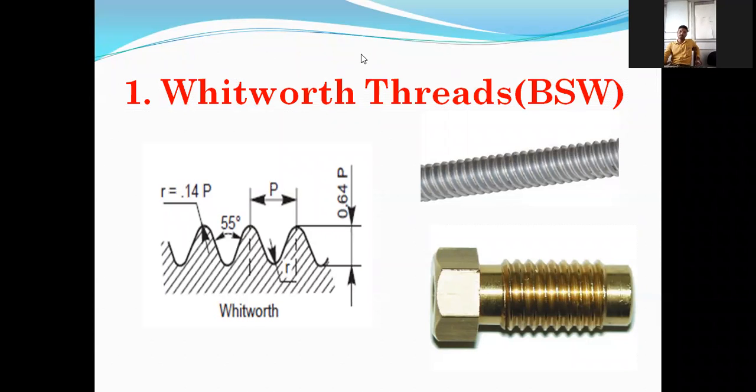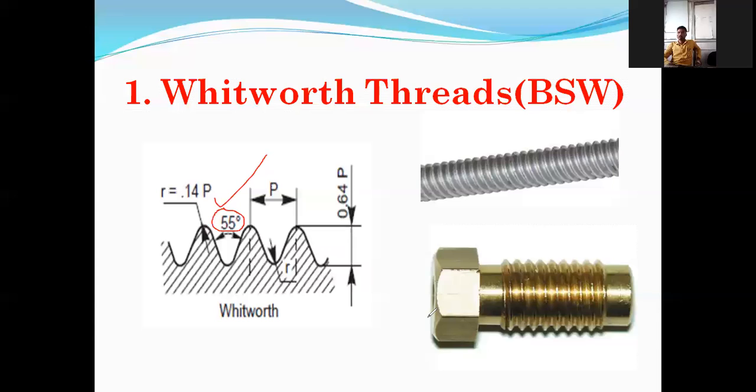While studying types of thread, it is very important to remember thread angle and application, because in multiple choice questions, whether online or offline exams, the application and angle of thread are most important. First the profile is given, what the profile of that thread will be, and another thing is what angle. How much is the angle of thread in the case of Whitworth thread?